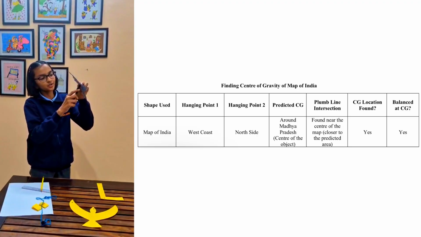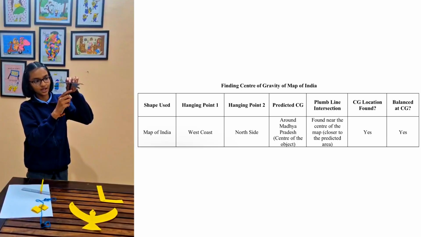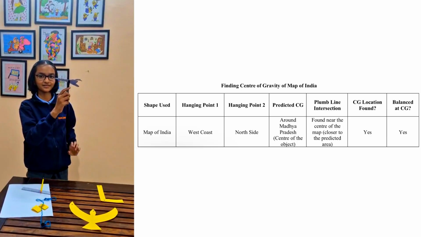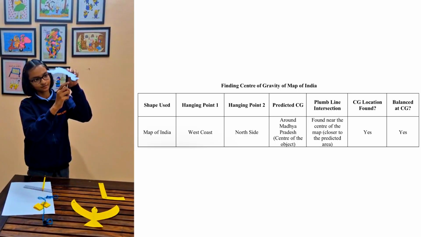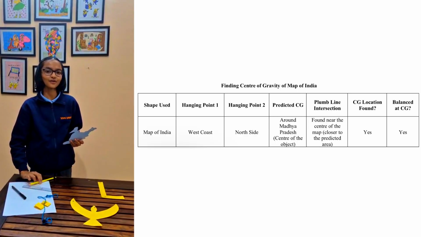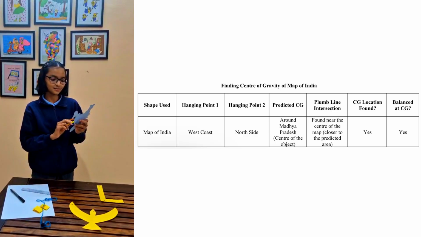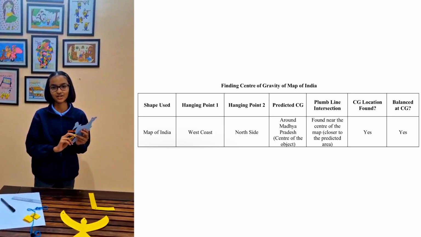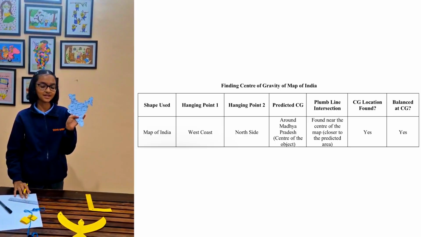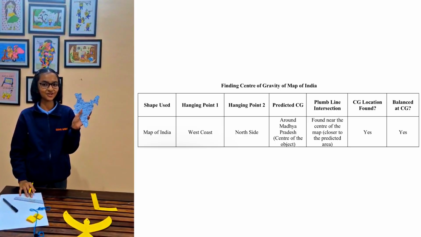We should be able to balance the map of India with the help of the pen at this point. As you can see, we are able to balance it perfectly. A small fun fact is, this point of intersection is located at the Katni district in Madhya Pradesh. This village is considered by some people as the geographical center of India.